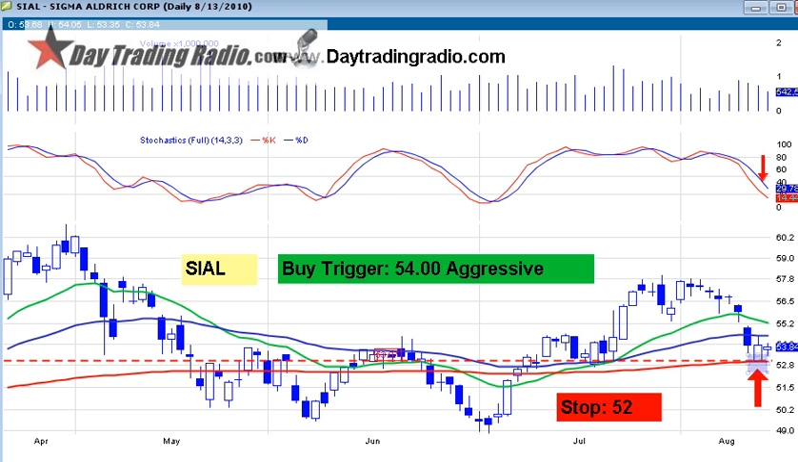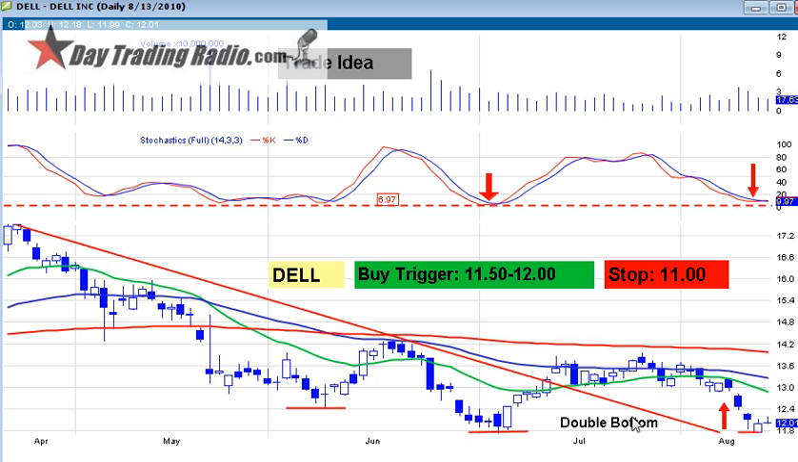Another interesting one here is Dell. Dell is a double bottom. It's a trade idea going into this week. Nice double bottom, 1180. I know tech has been smashed lately, but technically oversold stochastic, lower trend line retest, double bottom formation, and support and resistance from a double bottom. So 4 out of 5 really good indicators here, really setting up for a bounce area here.